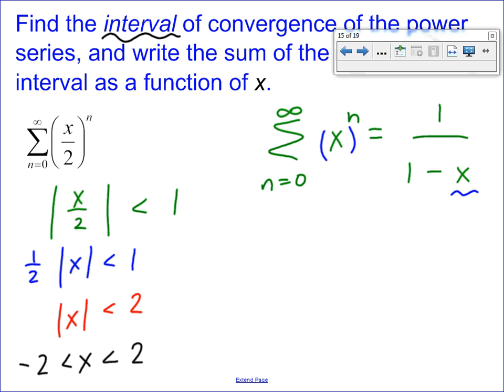So this would become rewritten as 1 over 1 minus x over 2. And I'm sure that we would rewrite this to make it look nicer. So that would be, oh geez. So 1 minus x over 2 would be 2 over 2 minus x over 2.